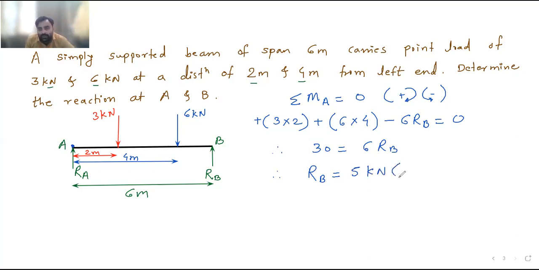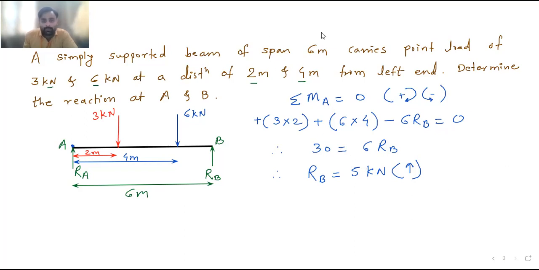And we have got the positive answer. So our assumed direction of RB is correct. It is moving upward. Our assumed direction of RB is correct because we have got the positive answer. If we get the negative answer, then we need to change the direction of RB in that case. So here we have got the positive answer. This is the value of RB, 5 kilonewton.